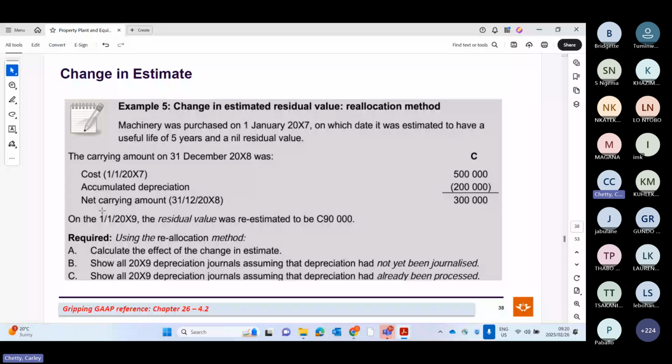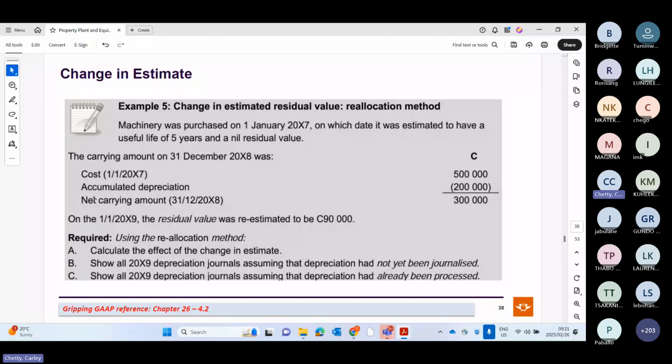So they've processed depreciation here for 2 years. The depreciation can be worked out by taking the cost of 500,000 divided by 5 years, which is the useful life, which will give us annual depreciation of 100,000. So on the 1st of January 2009, the residual value was re-estimated to be 90,000. So we again are going to follow our steps, calculate the effect of the change in estimate, and then process our journals.